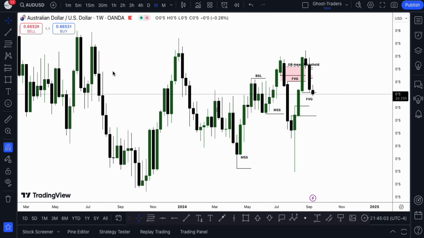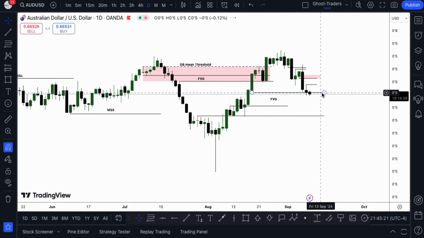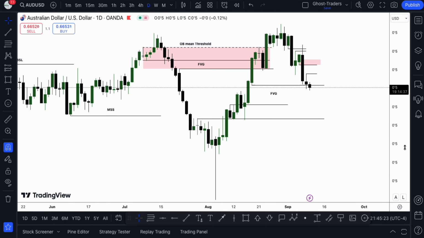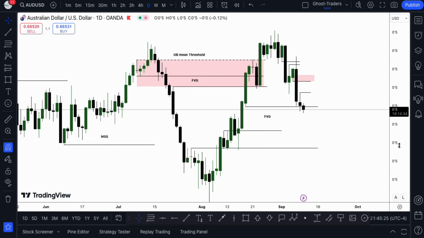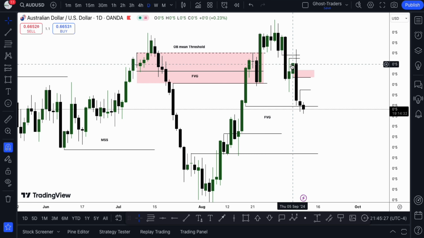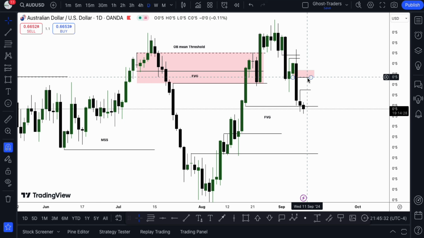Hello guys, today we're going to be looking at the Australian dollar versus the US dollar, which we have been looking at for the past 2 weeks. So basically this is what we have, this fair value gap here, okay? And also we have this other block here. If you go to daily time frame, we have this other block here, this candle here is our other block, and we have this fair value gap here.